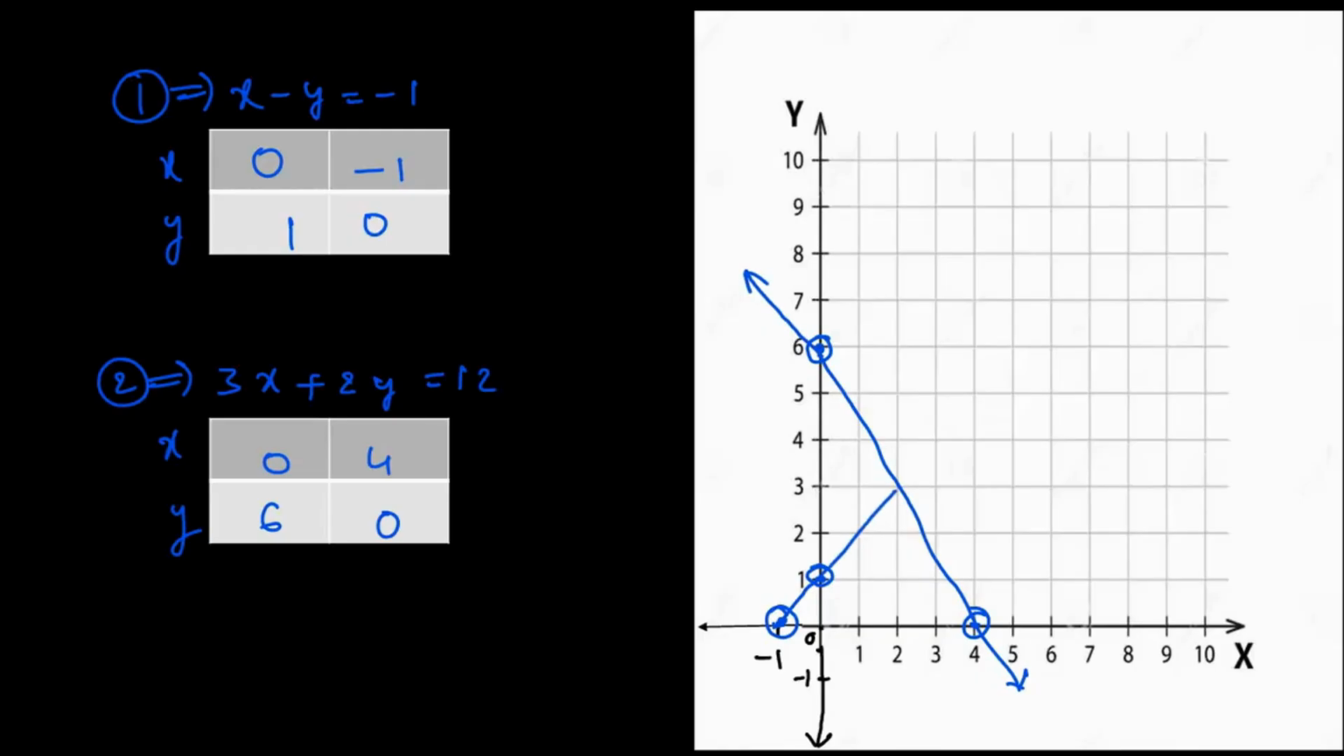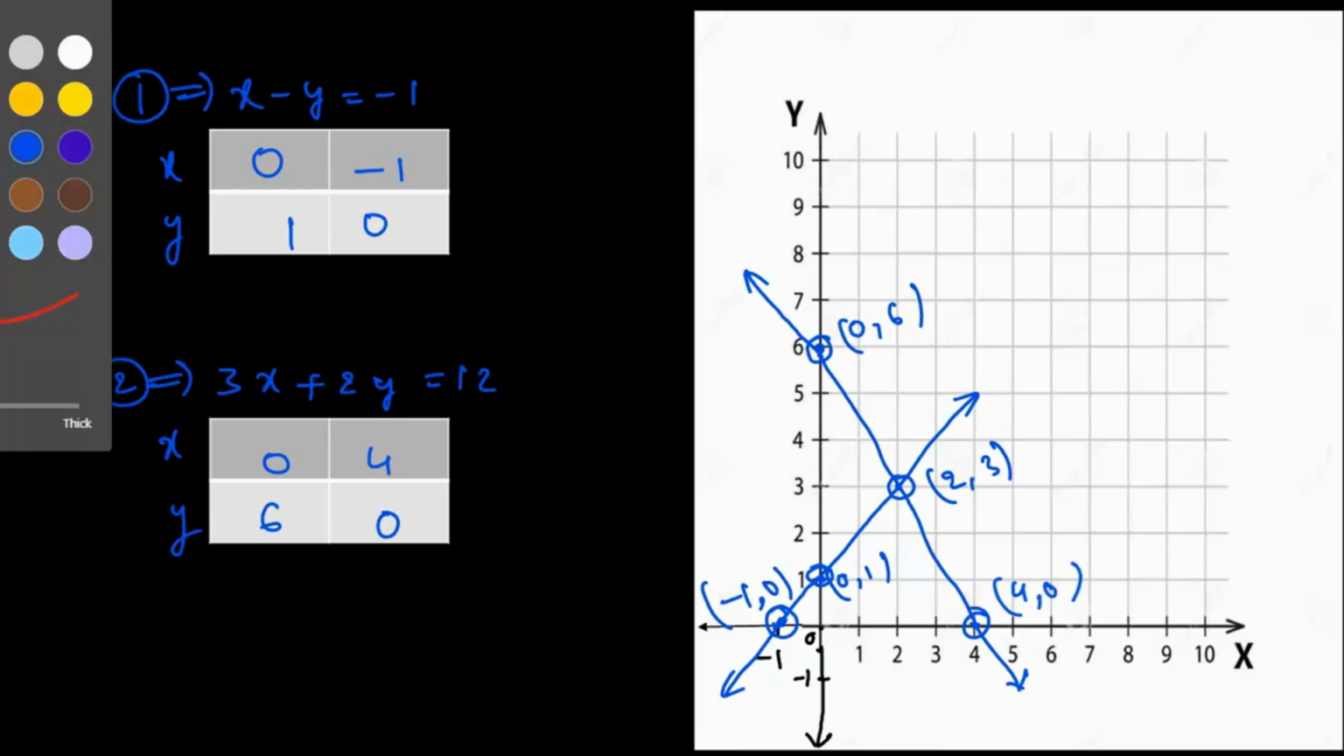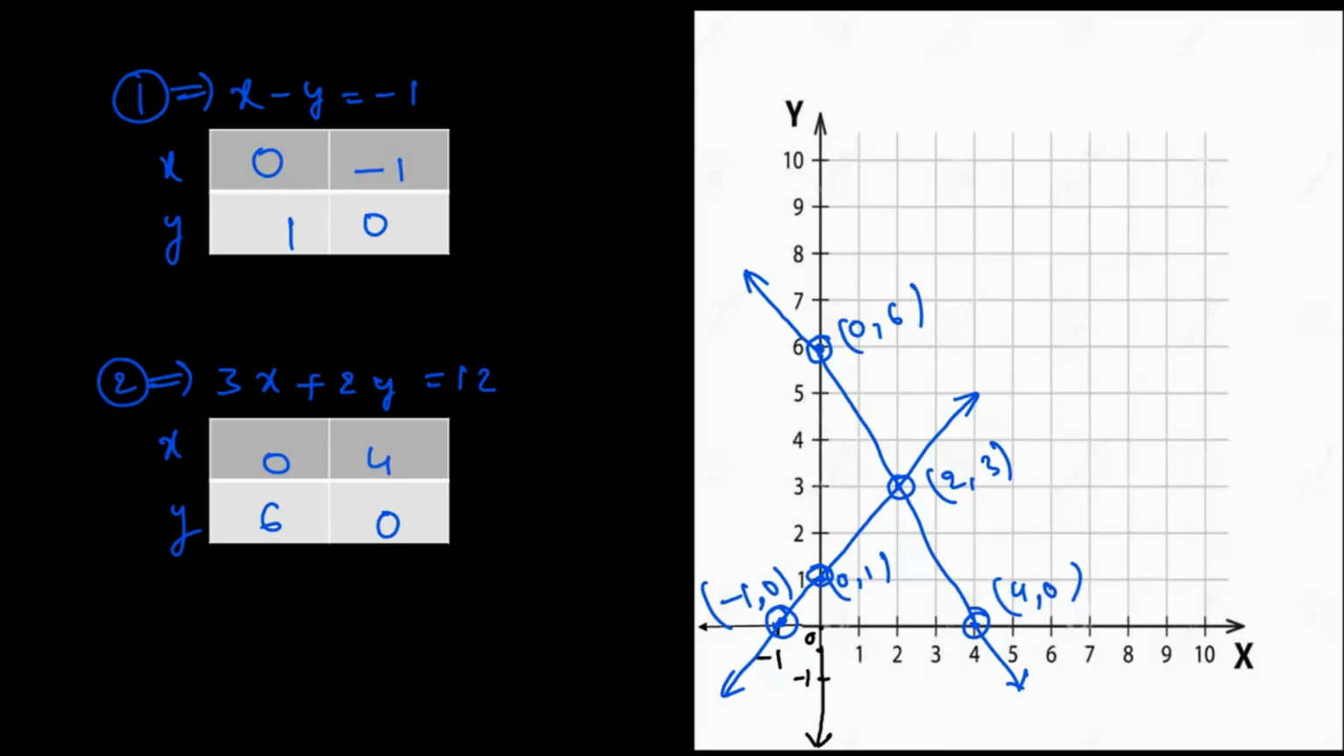Another will be intersecting at a point which is 2, 3. X is 2 and y is 3. Now this one is 0, 6. This one is 0, 1. This one is minus 1, 0. And this one is 4, 0. Now if you look at the vertices of the triangle, you can consider this one, and this one. Join these 3.